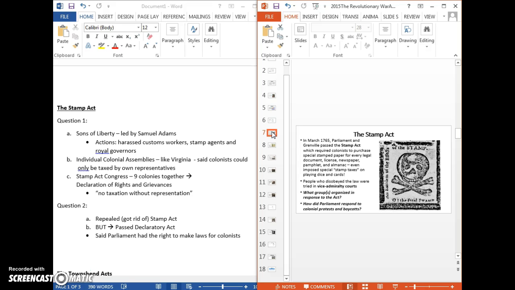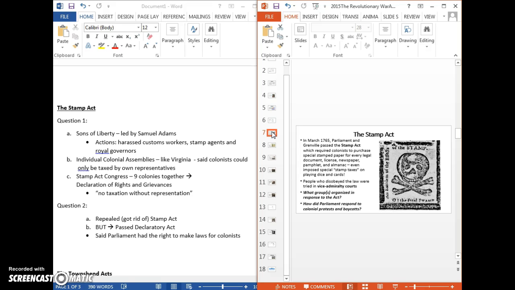And so the next series of parliamentary acts that we want to focus on starts with the Stamp Act. In March of 1765, Parliament and George Grenville, who is Prime Minister of Great Britain, passed the Stamp Act. This Stamp Act required colonists to purchase special stamp paper for every legal document, licenses, newspapers, pamphlets, almanacs, pretty much anything you could think of. Colonists had to buy this stamp paper, even playing cards and dice.